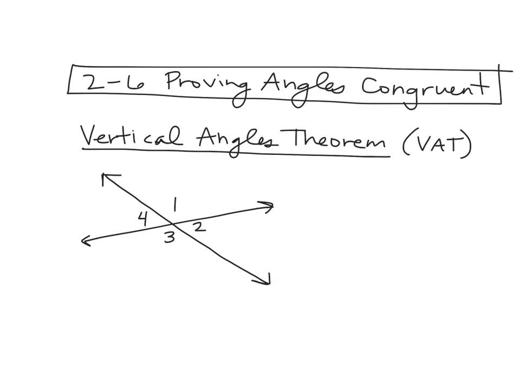Okay, so the vertical angles theorem says when you have vertical angles, they are congruent. So that means that angle 1 is congruent to angle 3, and angle 2 is congruent to angle 4. Any questions on that? Okay. You're going to use that one a lot in proofs in general. Vertical angles theorem shows up quite a bit, so look for it when you're working with angles in a proof. It will likely show up.